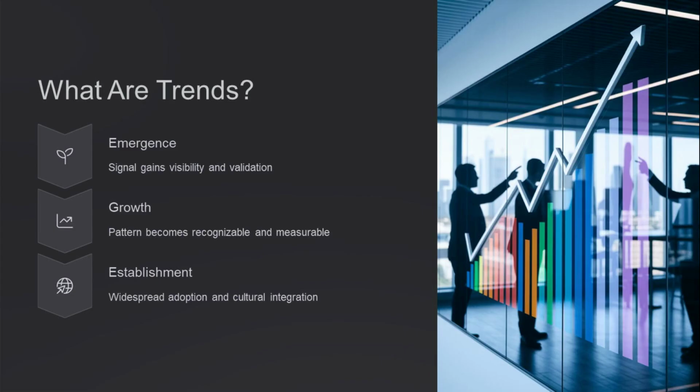While weak signals are like whispers, trends are like waves. A weak signal becomes a trend when it gains visibility, grows in momentum, and becomes part of the mainstream. First, there's emergence, where a pattern begins to take shape. Then growth, where adoption increases. And finally, establishment, when the trend becomes part of everyday life.